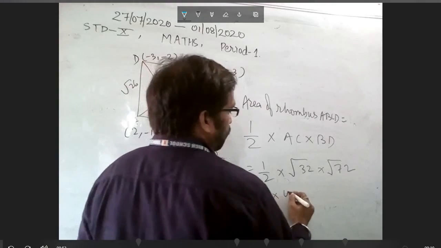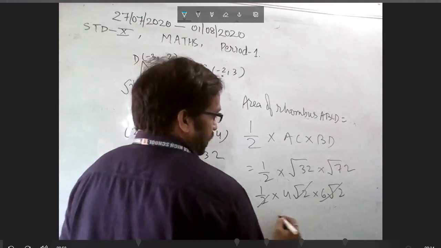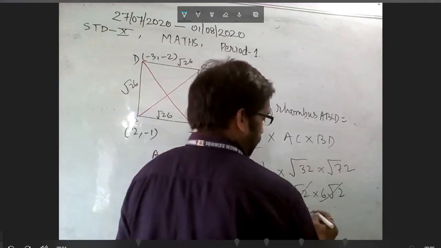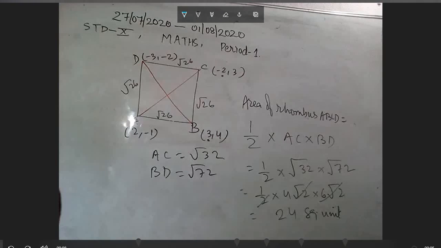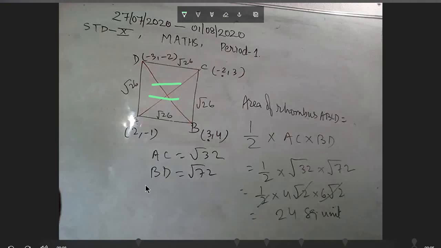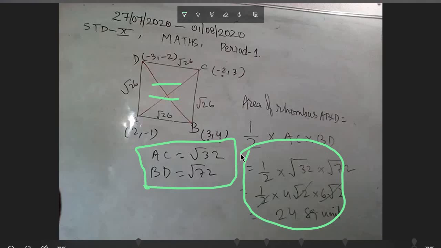1 by 2 into, under root 32 can be written as 4 root 2, and this times root 2 here, root 2 cancels, so that is equal to 24 square unit. Okay, this is the area here, so that is 24 square unit. So class, we have seen that by using the distance formula we could find the area of this shape. First we found the diagonals, and those diagonals gave us the area. Okay, so this is what we have to study in this exercise.